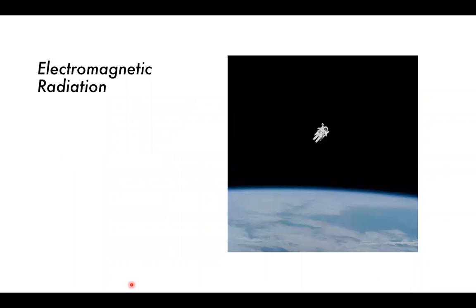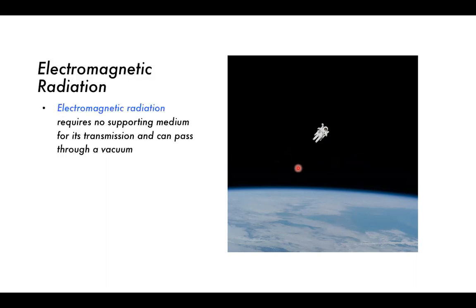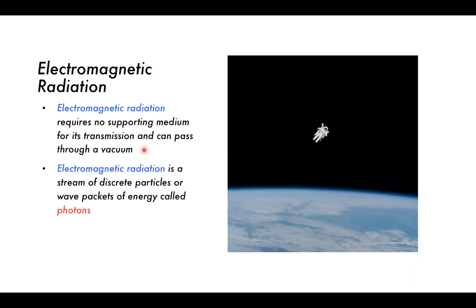So another property of electromagnetic radiation is that it can propagate through a vacuum. It does not need any supporting medium. Sound waves require some sort of supporting medium, whether that be the air or water or whatever. It needs something to pass through. Whereas electromagnetic radiation can pass through a vacuum, much like in space. So that is why we're able to see this astronaut and also the Earth here. So electromagnetic radiation requires no supporting medium for its transmission and can pass through a vacuum.